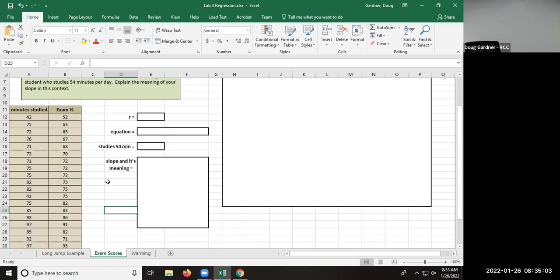So click on those data points. Click on those data points and then click.